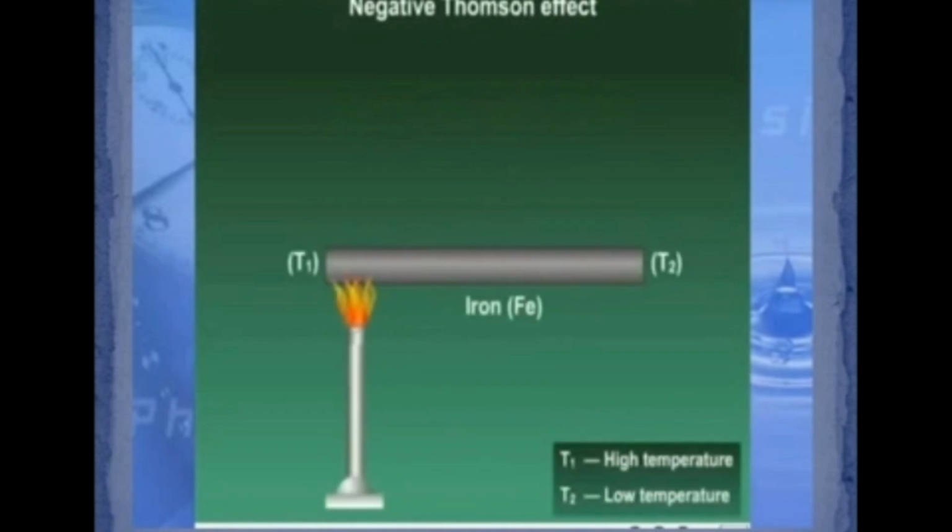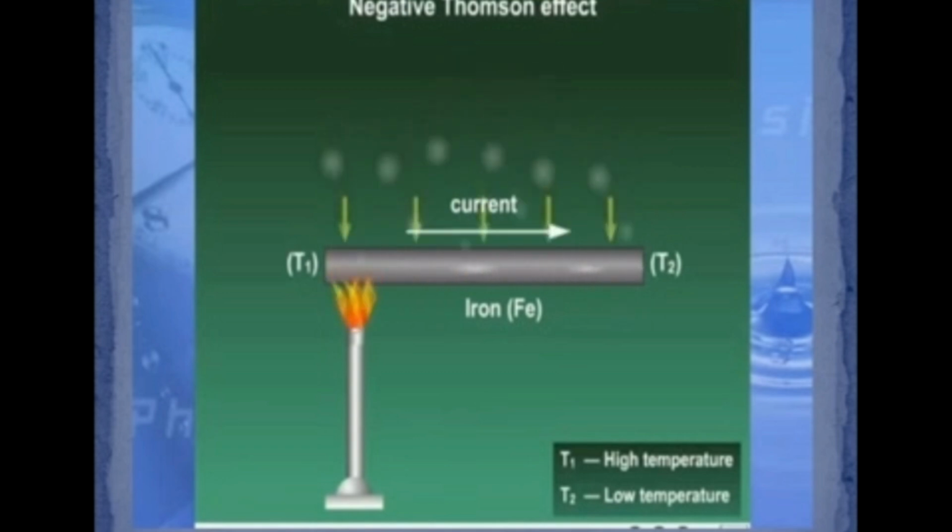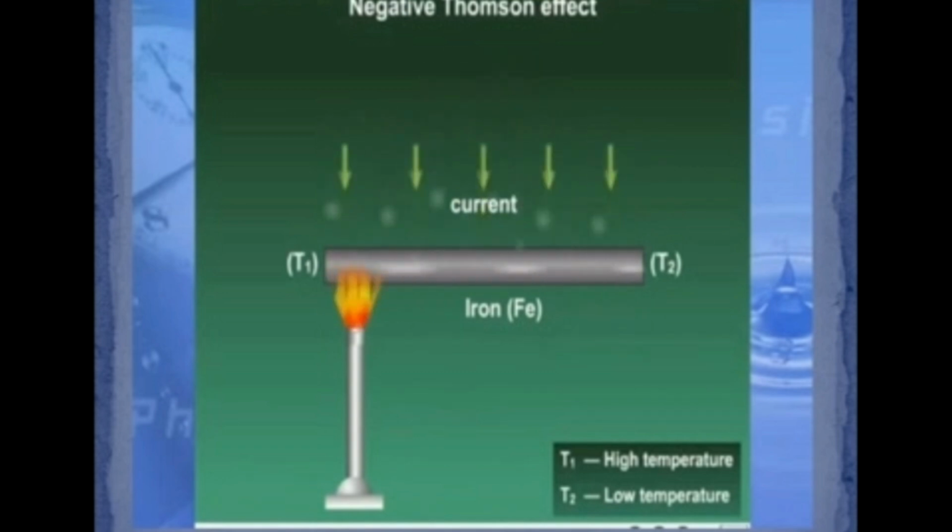Negative Thomson effect. When current flows in an unequally heated conductor from lower temperature to higher temperature, that is from T2 to T1, heat is liberated. For iron, when current flows from higher to lower temperature, heat is absorbed throughout the body. That type of effect is called the negative Thomson effect. Examples of such materials are bismuth, nickel, platinum, copper and mercury.